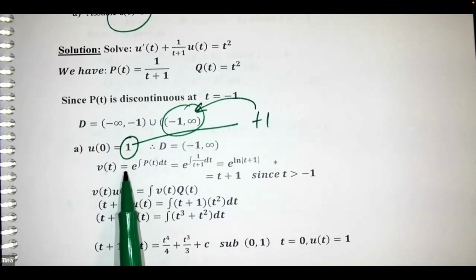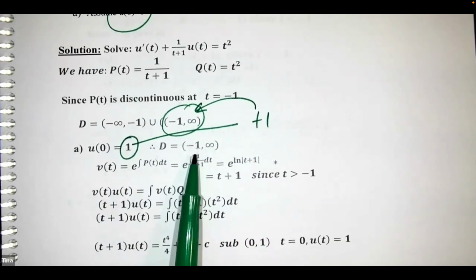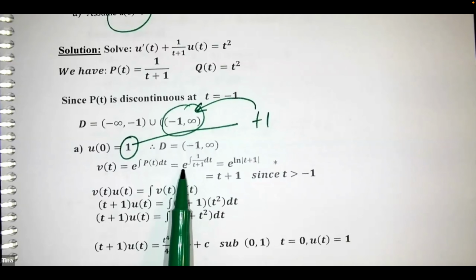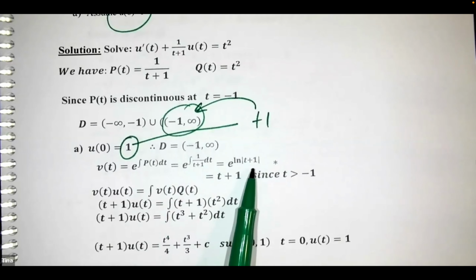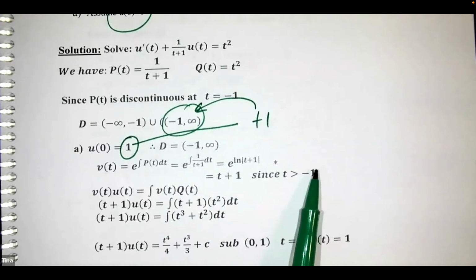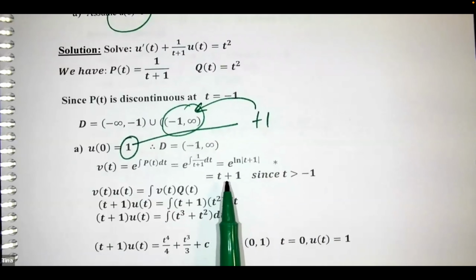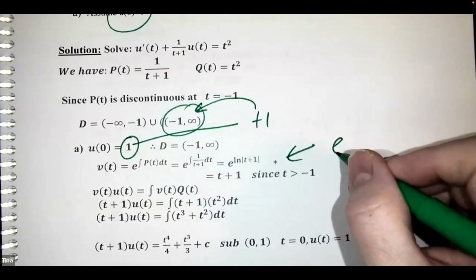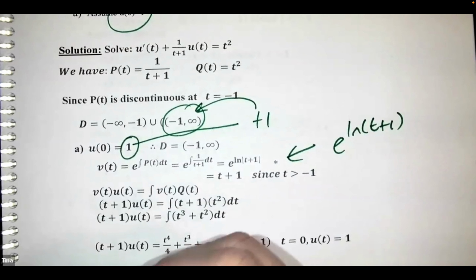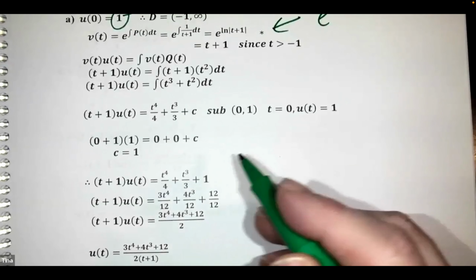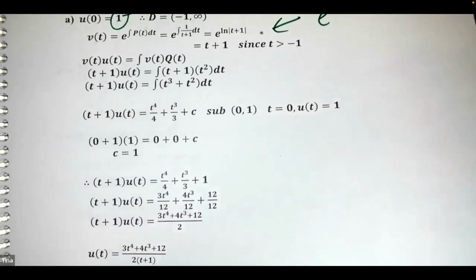So when you go to do your v of t, your integrating factor, e to the integral of p of t, technically, integral here of 1 over t plus 1 is ln absolute value t plus 1. But because it's the positive case, we can just take off the absolute value and say, it's really just e to the ln t plus 1, which is t plus 1. And then we can go through and solve. And we get our c and we get our solution.